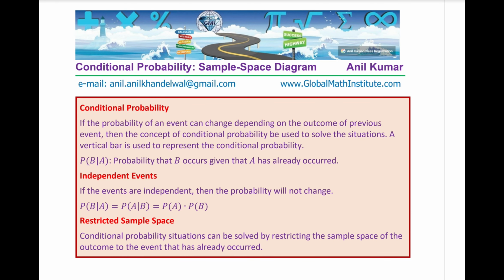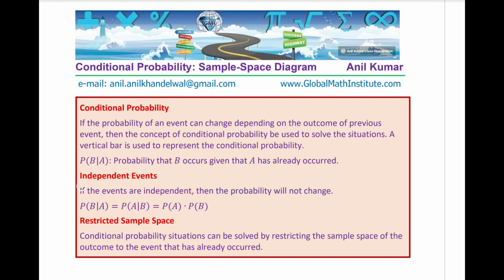As most of you know, when we talk about conditional probability, if the probability of an event can change depending on the outcome of the previous event, then the concept of conditional probability will be used to solve these situations. A vertical bar is used to denote conditional probability. Normally, it is written as probability of B when A has occurred. So this should be read as probability that B occurs given that A has already occurred.